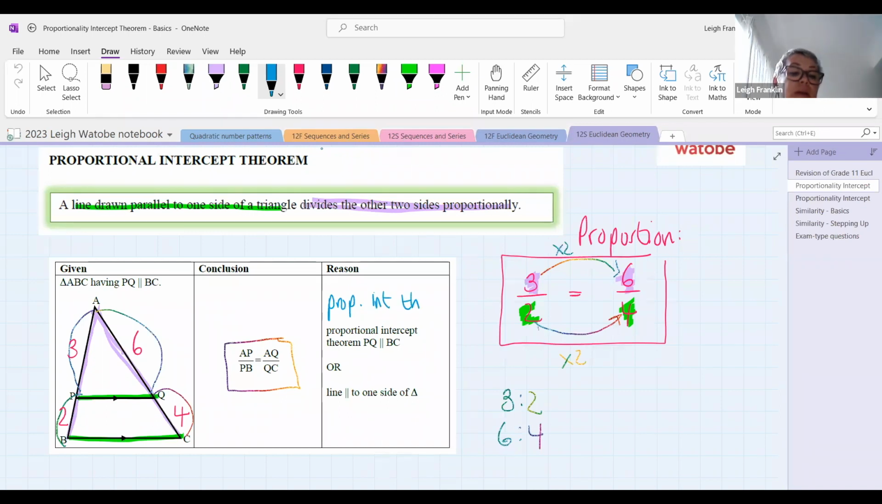Because this theorem only exists when there are parallel lines, because there's one line drawn parallel to the other side of a triangle, I have to state the parallel lines, just like when I'm working with alternate angles, co-interior angles or corresponding angles. So I must name the parallel lines: PQ parallel to BC, like so. Let me give you an example of how we use the proportionality intercept theorem. This is the theory behind it. Let me show you how it gets applied.